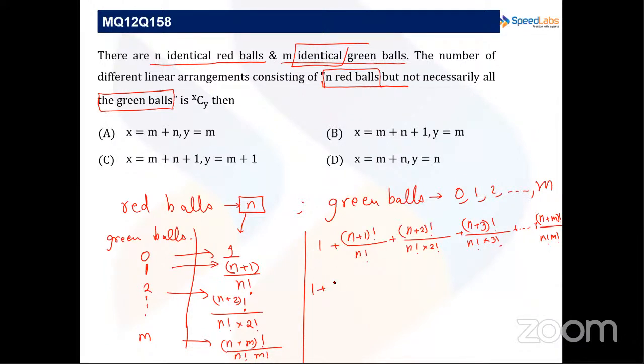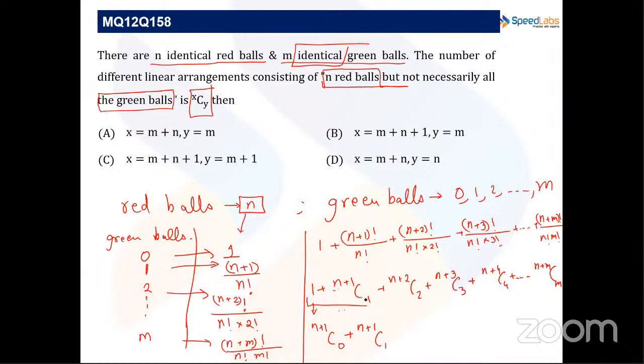See, this we can write as n+1 C1, plus n+2 C2, plus n+3 C3, plus n+4 C4, and so on up to n+m Cm. But we have the options in the form xCy. So we know the property from here. We can see if we had n+1 C1, and if we had n+2 C1 and n+2 C2, then that would have become n+3 C2. So we can write this one as n+1 C0.